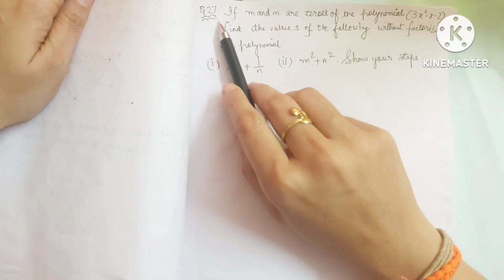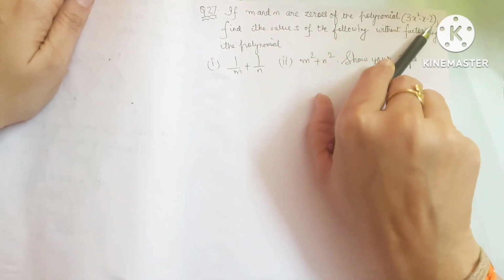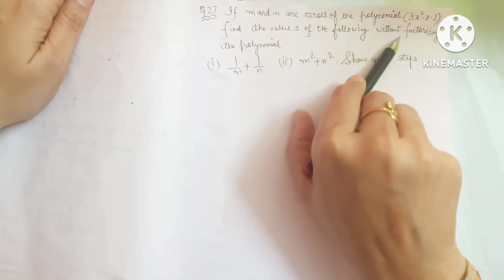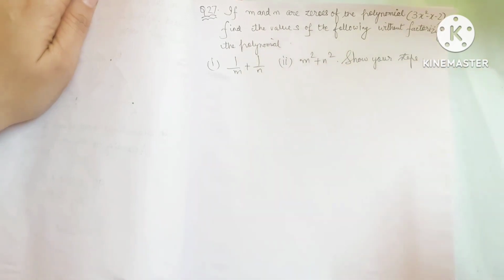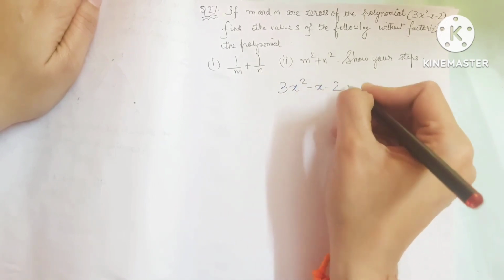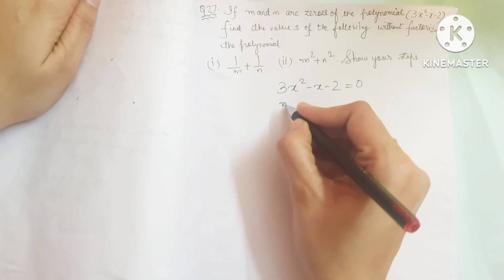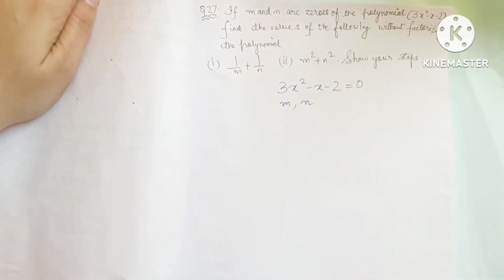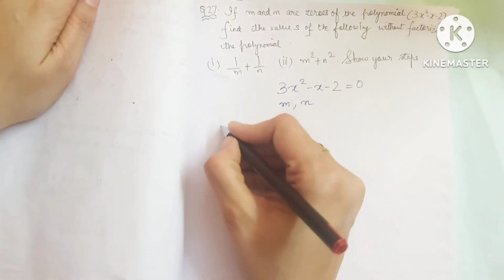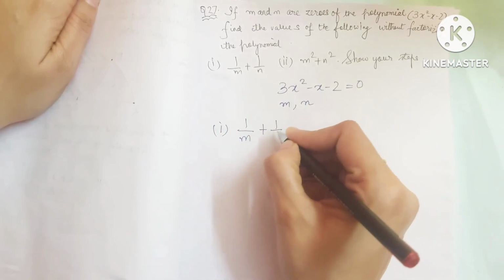With question number 27, if m and n are zeros of the polynomial 3x square minus x minus 2, find the values of the following without factorizing the polynomial. So what is the polynomial? 3x square minus x minus 2 equal to 0. And what are the zeros? M and n. So first we need to find 1 by m plus 1 by n.